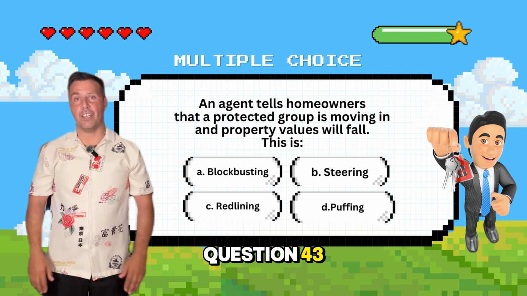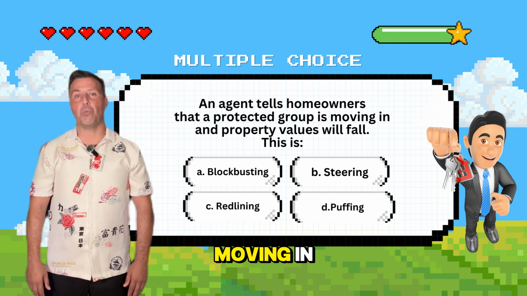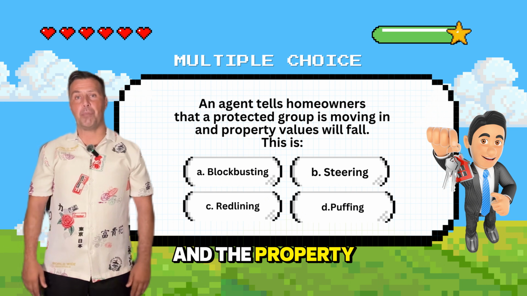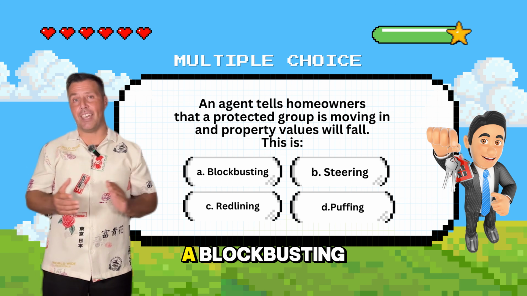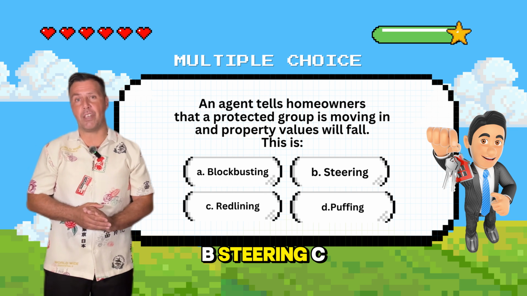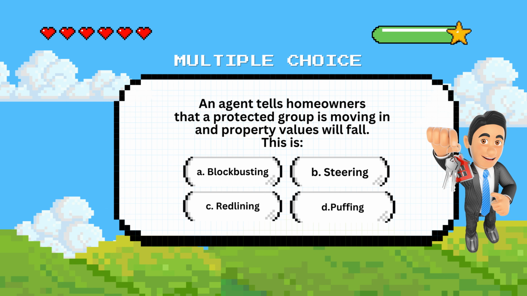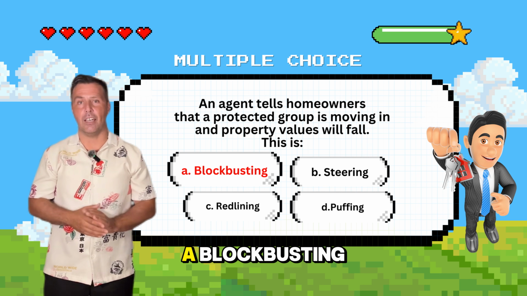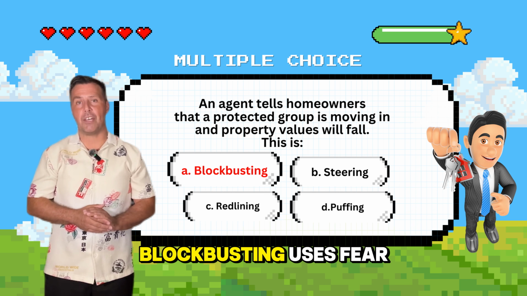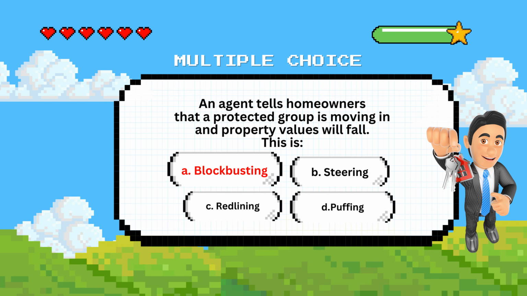Question 43. An agent tells homeowners that a protected group is moving in and the property value will fall. Now that is A, blockbusting, B, steering, C, redlining, or D, puffing? The answer is A, blockbusting. Blockbusting uses fear to pressure owners to sell.